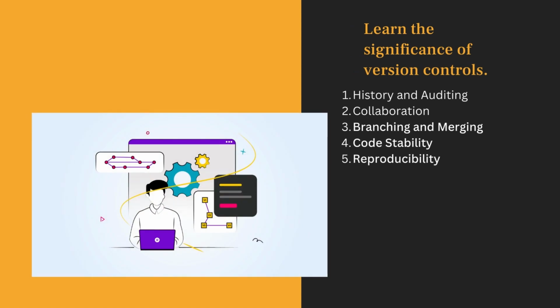Fifth, reproducibility. The ability to roll back to previous versions of the code or files ensures reproducibility. If an issue is discovered in the current version, developers can easily revert to a known, stable state to investigate and fix the problem.